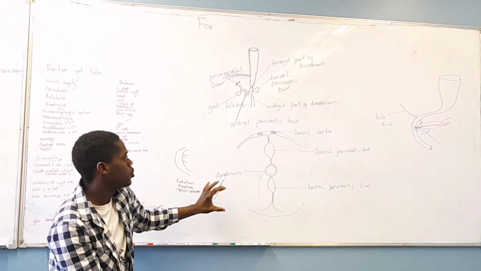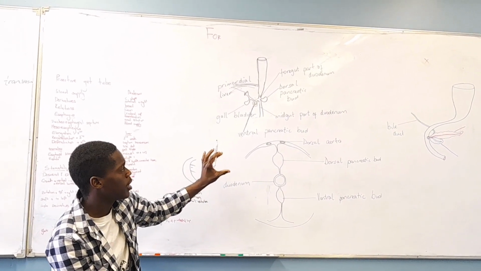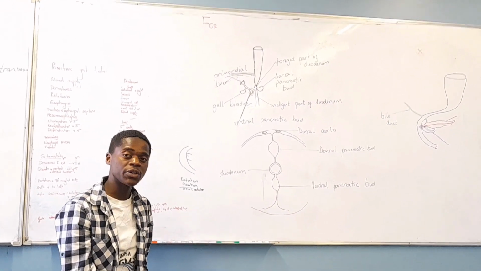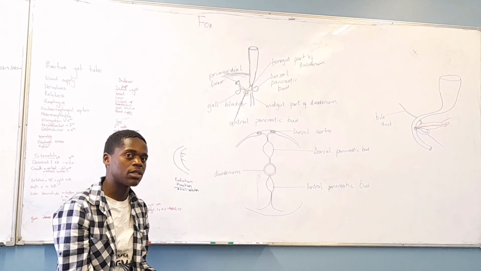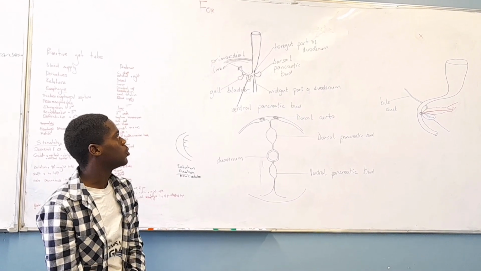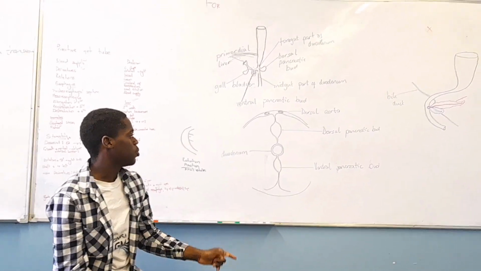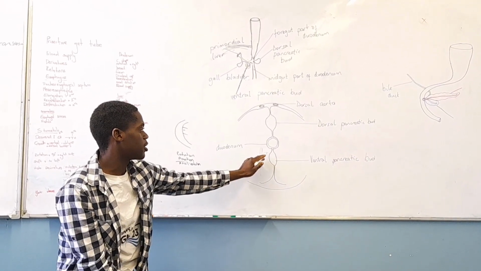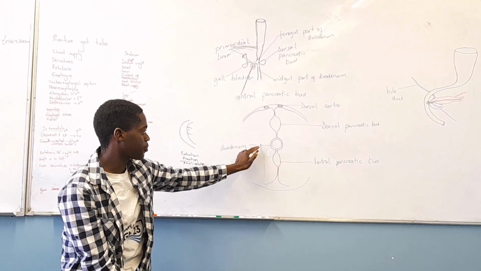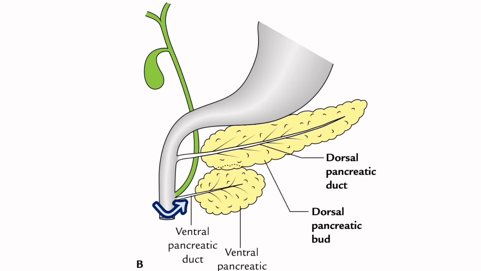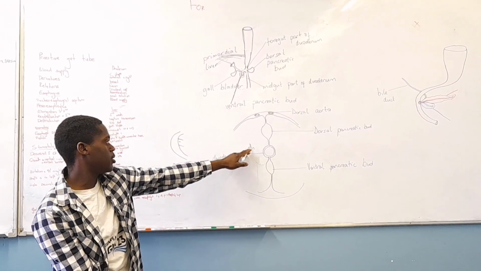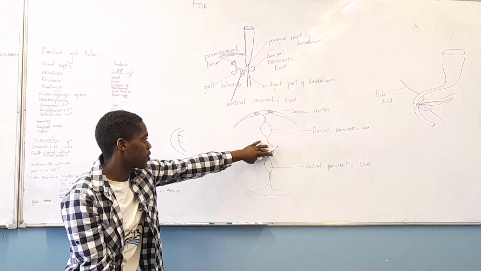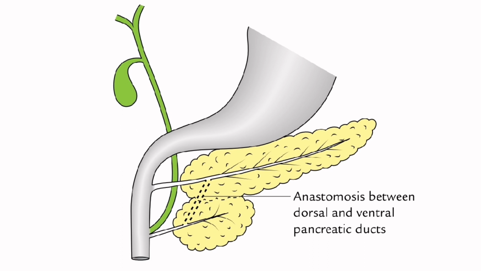There's going to be rotation, since they are now attached to the second part. And remember when I was talking about axial rotation of the duodenum, which is to say the second part of the duodenum is going to be rotated. So when we have axial rotation, the ventral pancreatic bud is going to start to move, right? To the right, it's going to rotate.